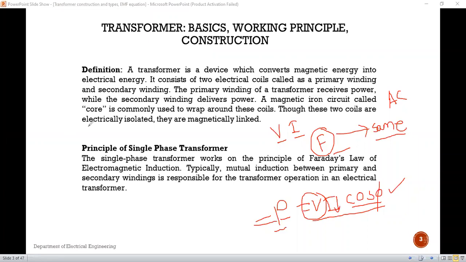See, a transformer, it is a static device which can convert the magnetic energy into an electrical energy.